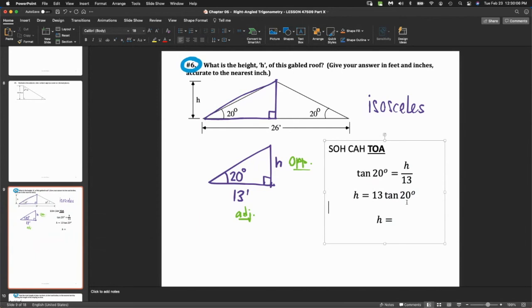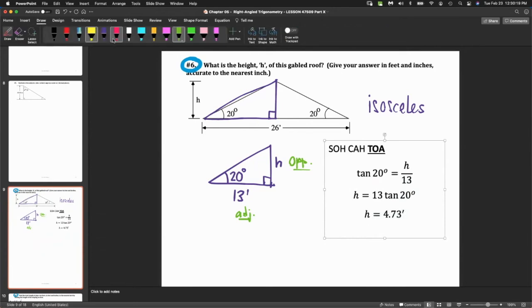Thank you, George. Can someone confirm? Thank you, Amira. Are we done with this question? Please say no, because the question says feet and inches. So let's get that feet and inches here.